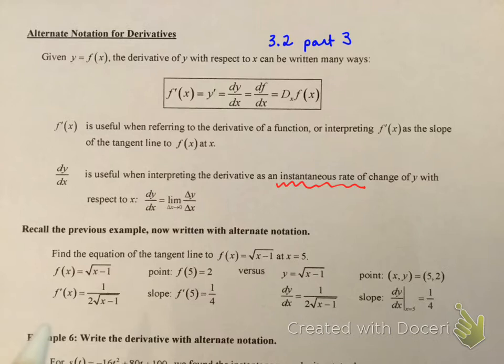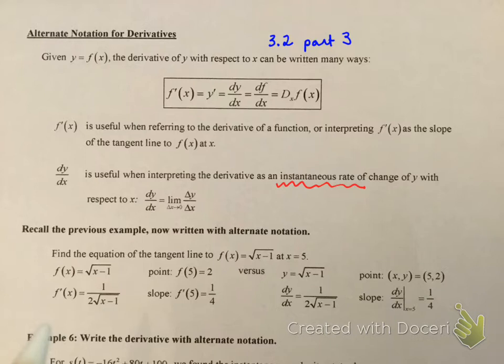So we can write this up as dy dx, or the limit as the change of x approaches 0. So we have the change in y over the change in x. And if you remember, the change in y over the change in x is actually the formula for slope, right? So remember, slope is your instantaneous rate of change, and the derivative gives you the slope at a point.